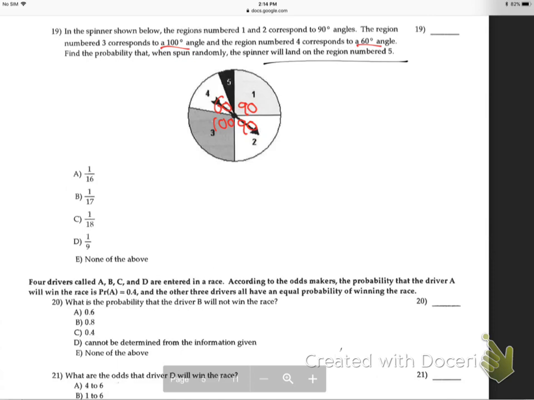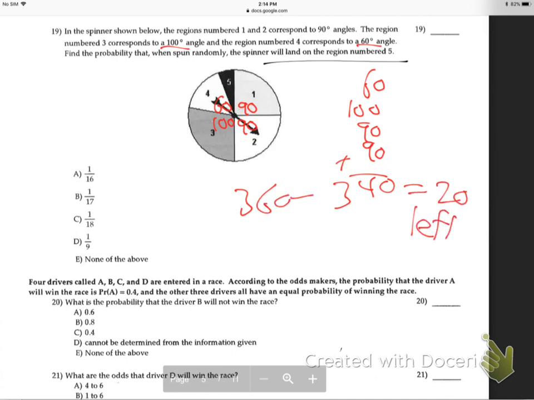Can I find region 5? How so? Subtract the total from 360, right? 360 is all the way around a circle, right? So if you add up 60, 100, 90, and 90, what do you got? 340. So 360 minus 340 is 20 left. So that means this must be 20. Region 5 must be a 20-degree angle opening because that makes 360 total, doesn't it?